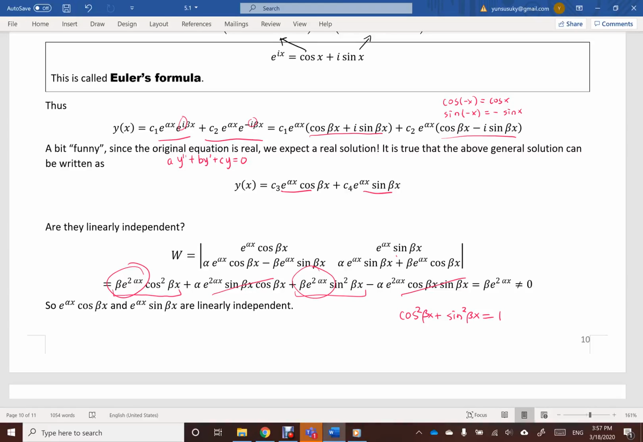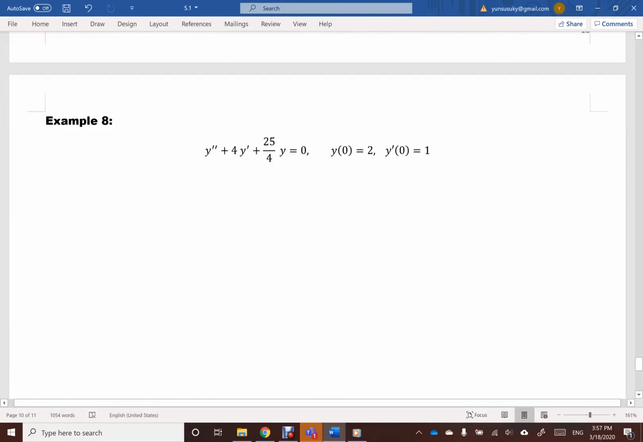And we know beta is not 0 because we assume it's a complex number, alpha plus or minus beta i. We assume beta is not 0. If beta is 0, then you have real numbers, you don't have complex numbers, then you are in case 1. And the exponential term is also not 0. So that's why the Wronskian is not 0, and so the two solutions are linearly independent.